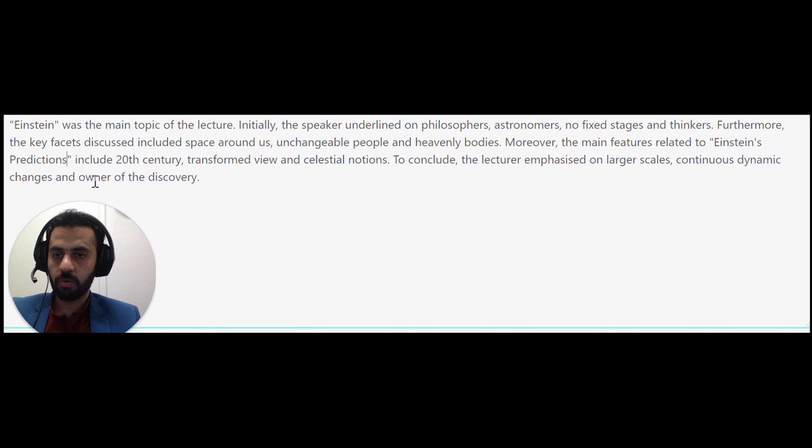Discovery of owner and changes, dynamic, continuous, scales, larger on emphasized, lecturer, the conclude to notions, celestial and view, transformed, century, 20th, include, predictions, Einstein's, to related, features, main, the, moreover, bodies, heavenly, and people, unchangeable, us, around, space, included, discussed, facets, key, the, furthermore, thinkers and stages, fixed, no, astronomers, philosophers, on, underlined, speaker, the, initially, lecture, the, of, topic, main, the, was Einstein.